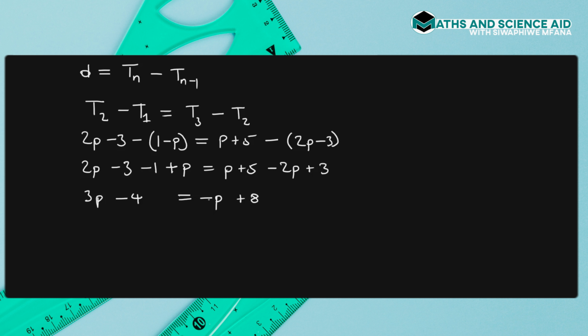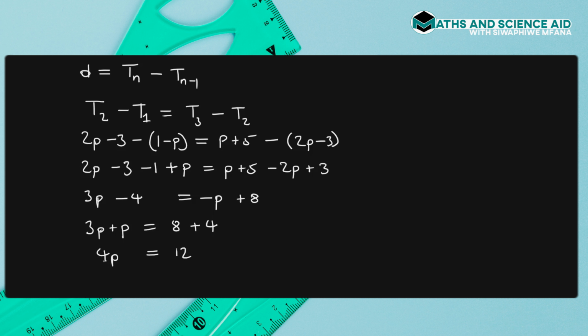And now we can transpose negative p into the left-hand side. So this is going to give us 3p plus p, and we can transpose negative 4 into the right-hand side. So we'll have positive 8 plus 4. And now 3p plus p is 4p, and 8 plus 4 is 12.